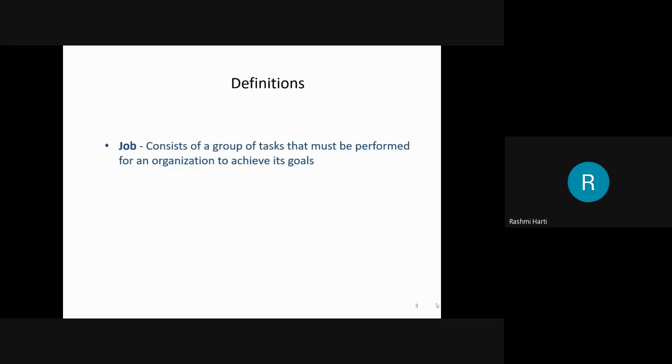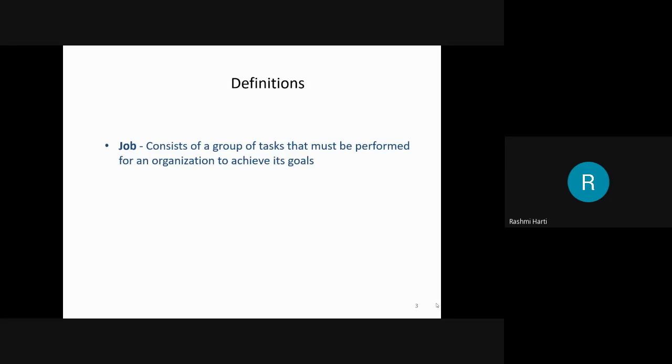So first, my dear students, what exactly is a job? A job consists of a group of tasks that must be performed for an organization to achieve its goals. What is the goal of the organization? Profit maximization and wealth maximization. So a job consists of a group of tasks.